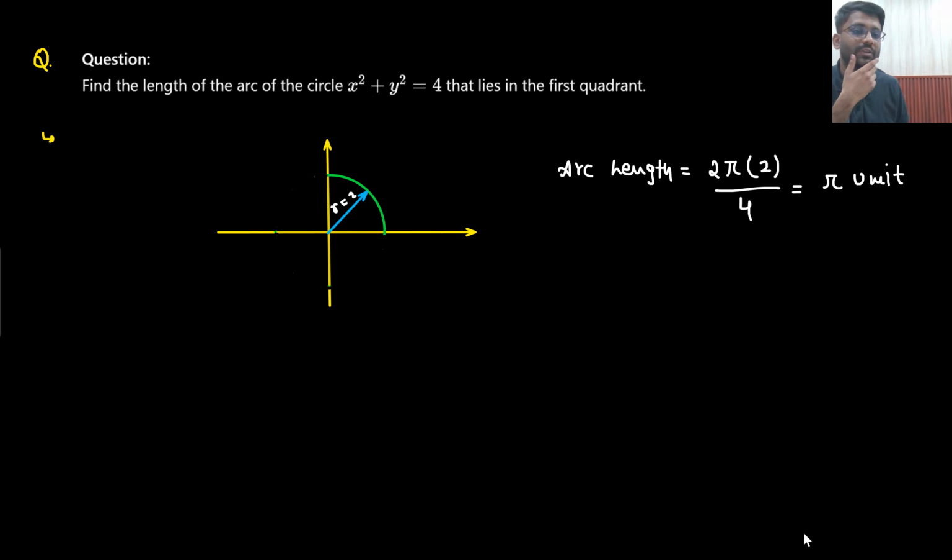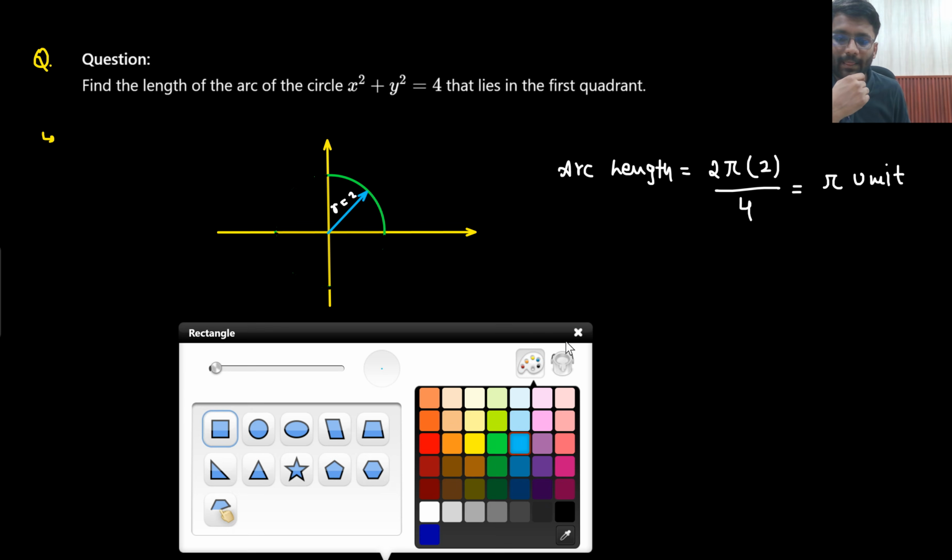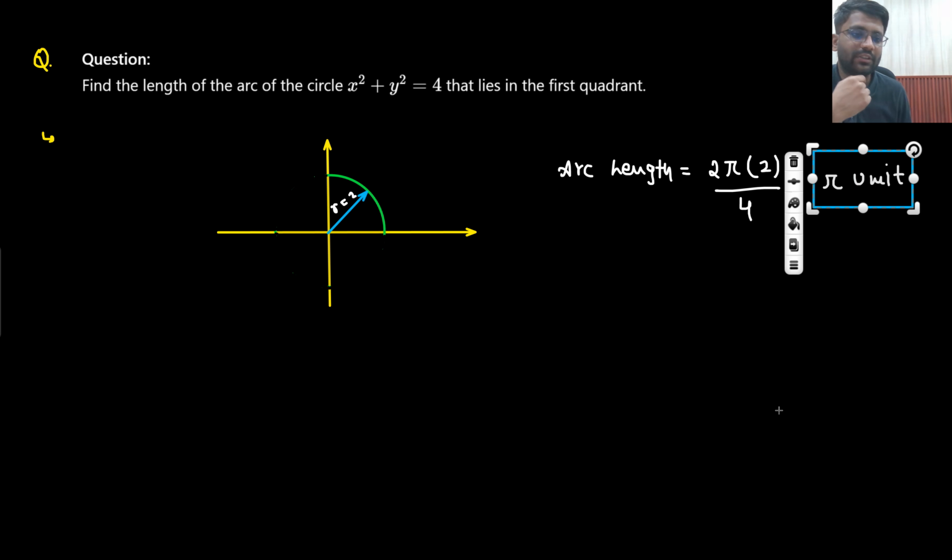But this is not how we are supposed to solve it. How are we supposed to solve? We are supposed to solve with respect to calculus. So let's solve it with respect to calculus. What do I need to find out? I need to find out this length.